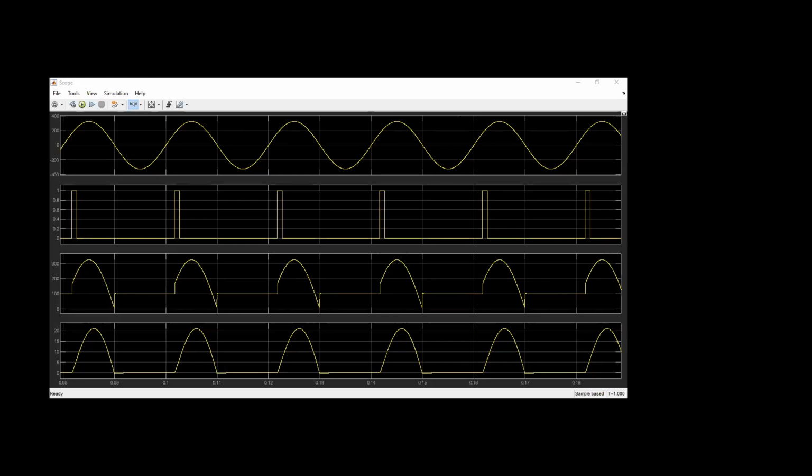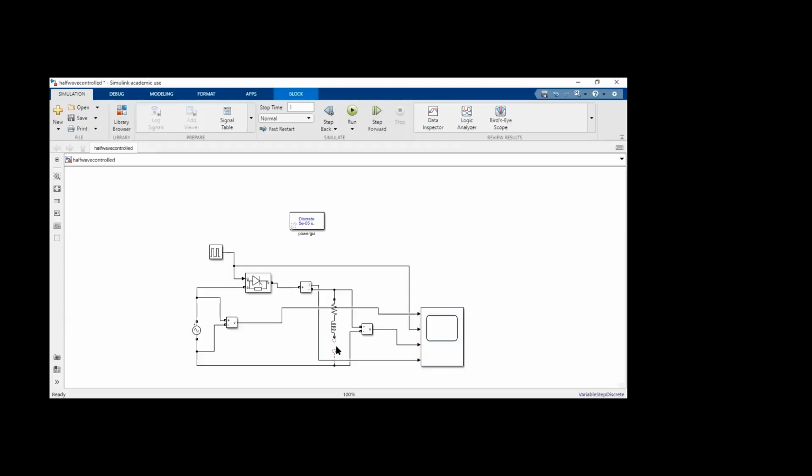So when we consider 100 volts, what is happening to the output voltage? If you observe the third waveform, the voltage has started from 100 volts. To try to understand, I will remove it and show you. So this is by considering RLE. The same circuit, I'm removing this. So I run the model with RL load by eliminating E.